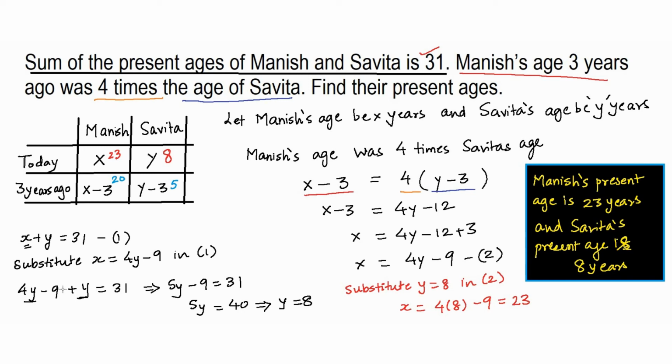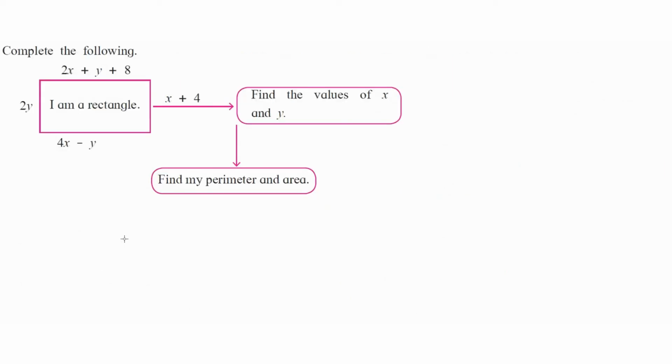Okay, moving on. Let's take a look at this question. Complete the following. I am a rectangle. The sides are, so if I look at the length, the length is 4x minus y as well as 2x plus y plus 8. I know that according to the property of a rectangle, the opposite sides have to be equal, right? So I will note this down.